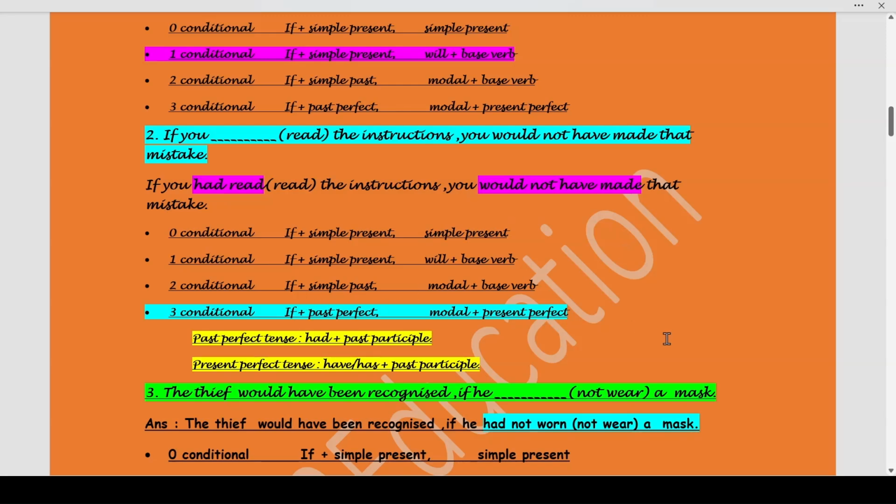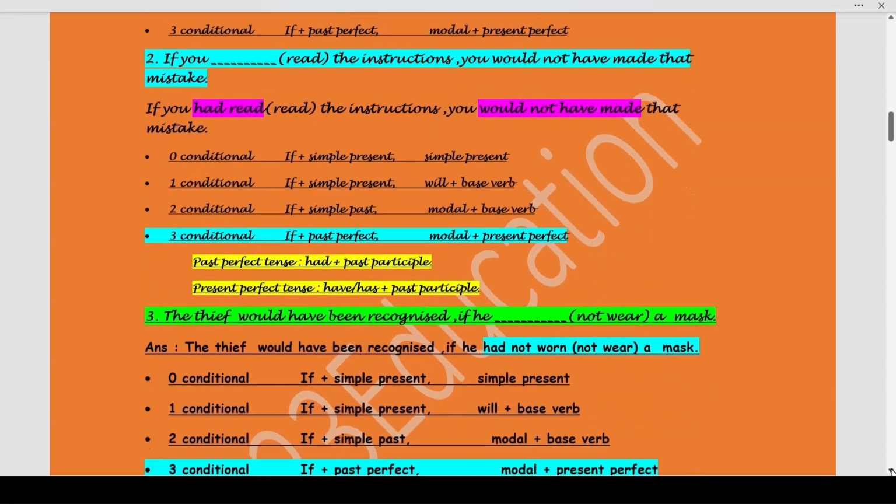Now, what is past perfect tense? What is the formula of past perfect tense? It is had plus past participle, where over here had plus past participle of read is read. If you had read the instructions. And what is the formula of present perfect tense? Have or has plus the past participle. So, over here you will write you would not have made that mistake, which is already given in your sentence. So, this is how you will identify your conditionals.